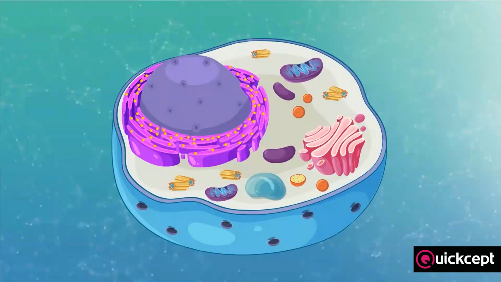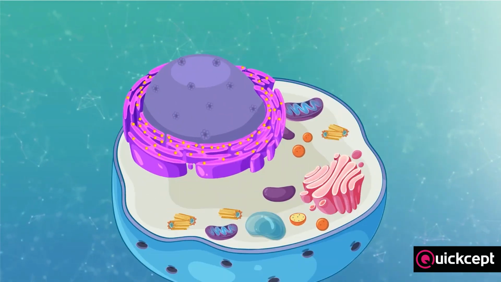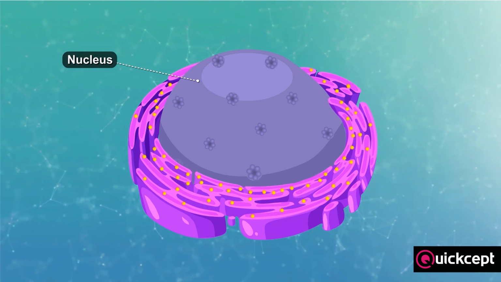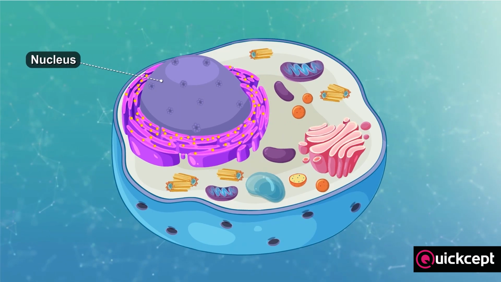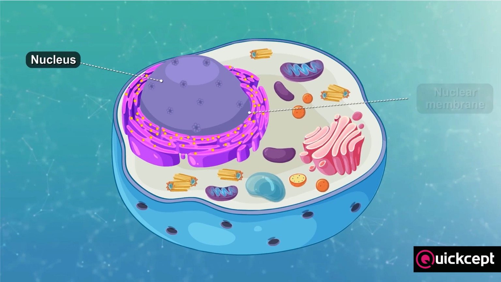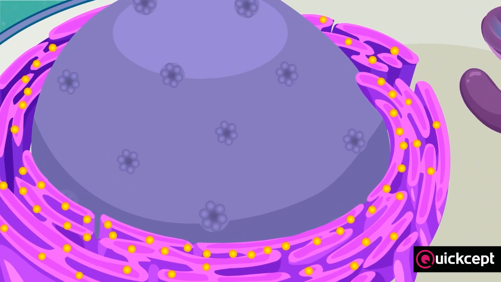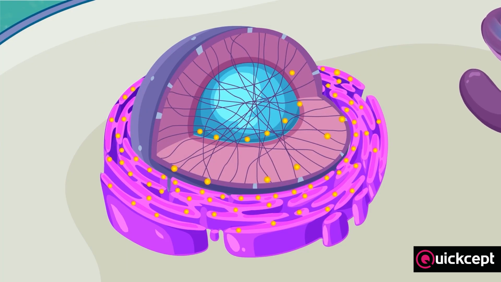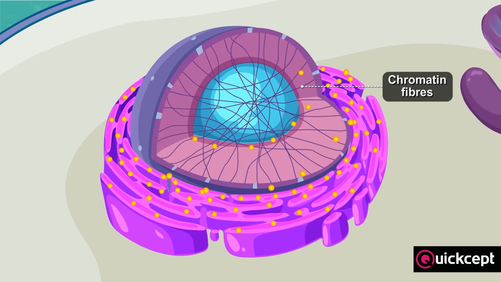At the center of the cell lies the nucleus, the control center of the cell. It is enclosed by a membrane called the nuclear membrane, which allows the exchange of molecules between the nucleus and the cytoplasm. The nucleus contains a network of chromatin fibres made of DNA and proteins, which carry genetic information.